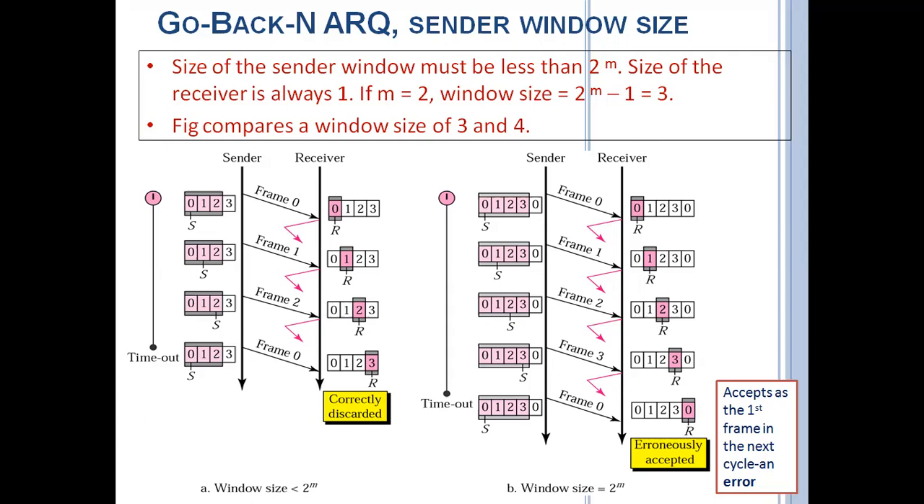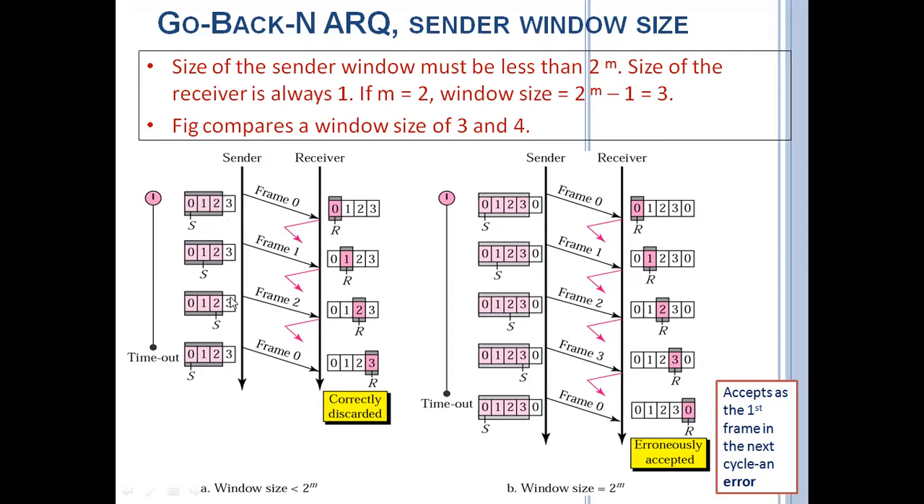The window size of 3 and 4, the sender side and the receiver side. Frame 0 is sent and the receiver receives it. Next, frame 1, frame 2, frame 3. Correctly discarded. R, R, R, R. S, S, S, S. I think we already discussed these variables: S is the initial frame of the sender side, and R is the receiving side variable. So 0, 1, 2, 3. The window slides 1 bit.